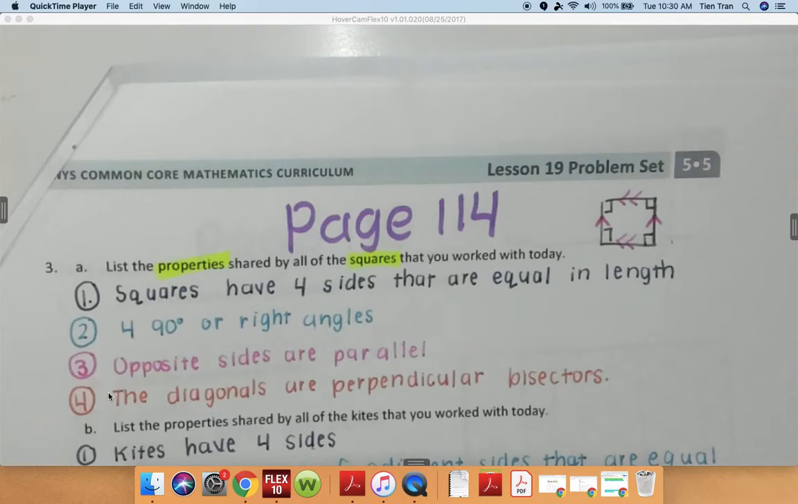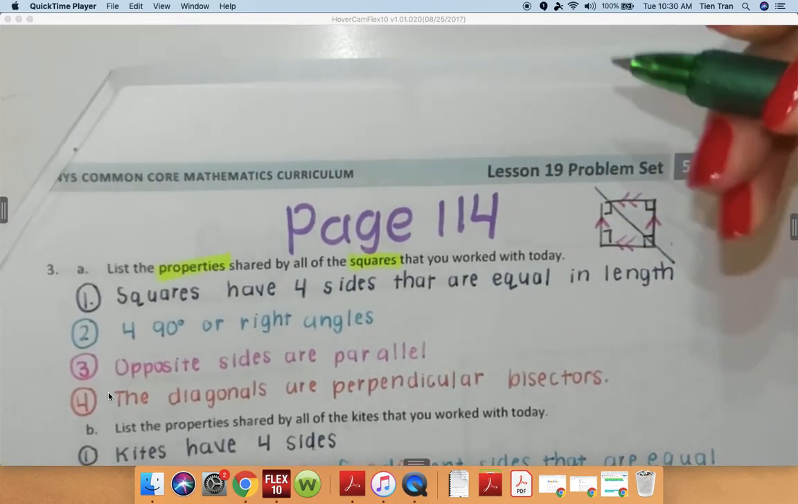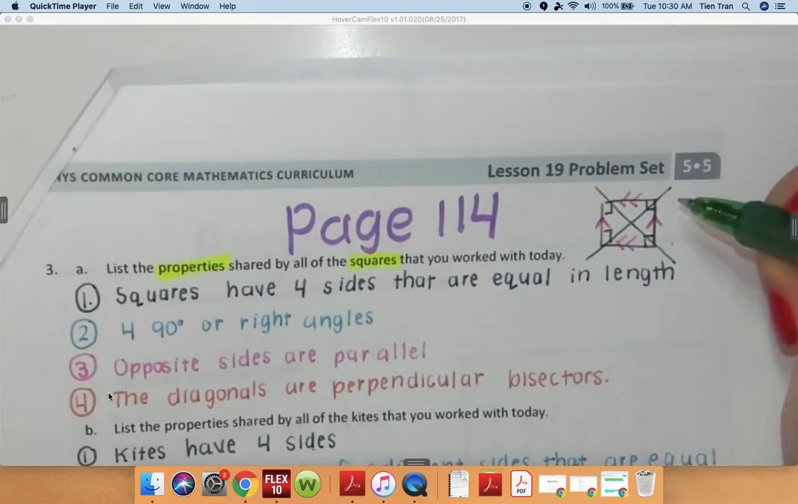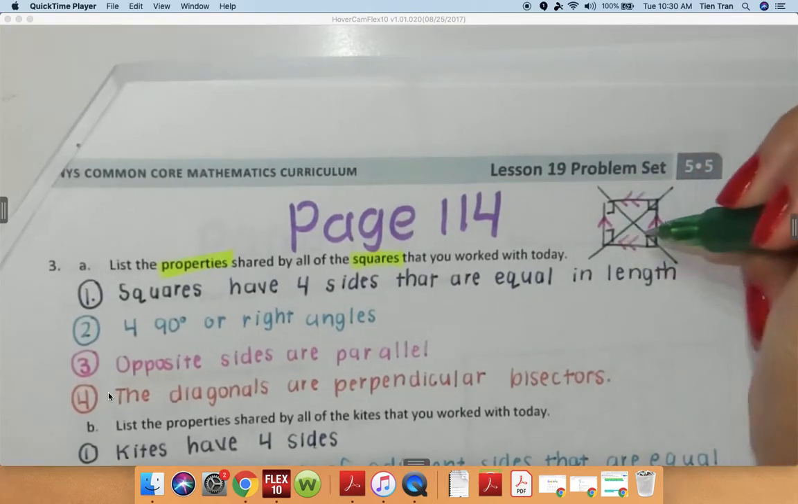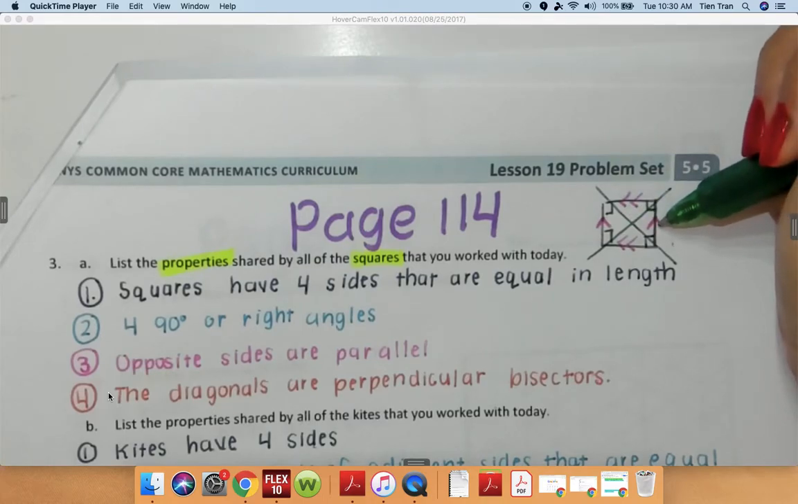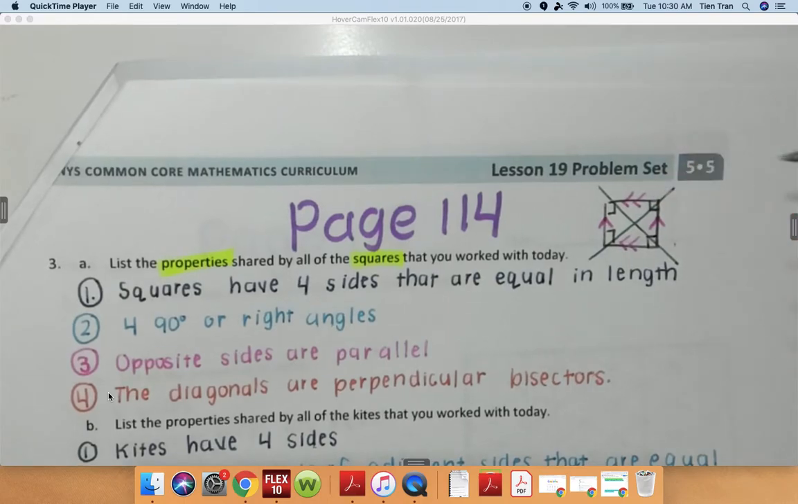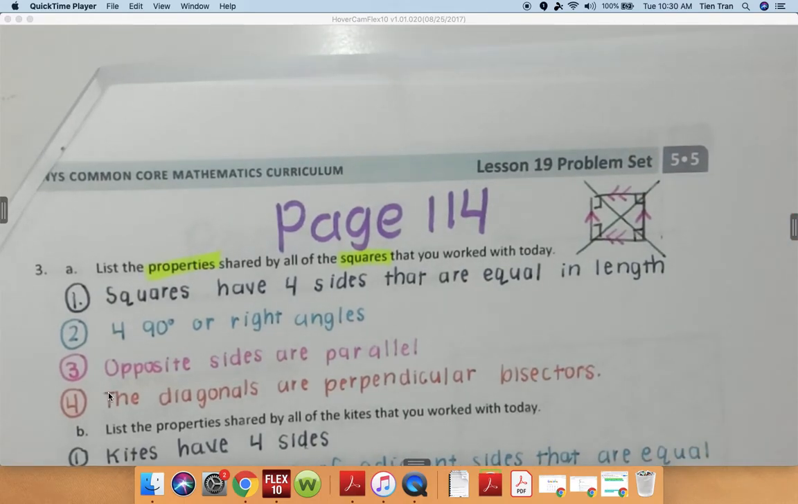Number 4, the diagonals are perpendicular bisectors. When we are talking about perpendicular bisectors, that basically means that when I bisect my square, those lines right there, they have the same measurement. So this is 2 centimeters, and so is this side 2 centimeters. And this side is 2 centimeters, and so is this side 2 centimeters. So they all have the same perpendicular bisectors. That's what it means.